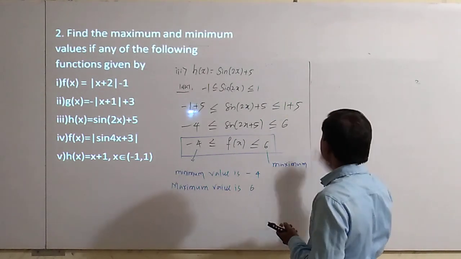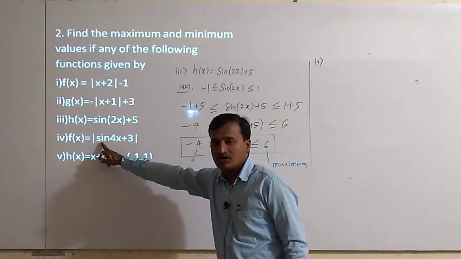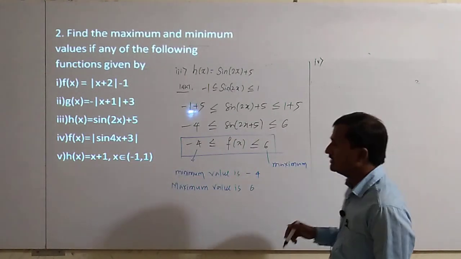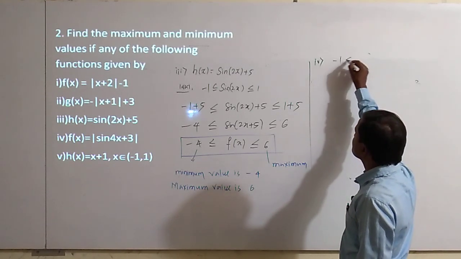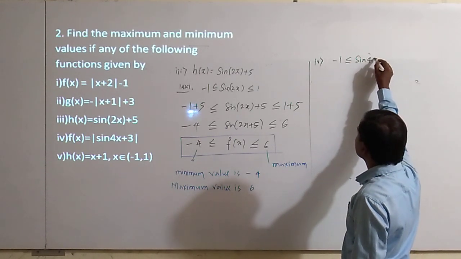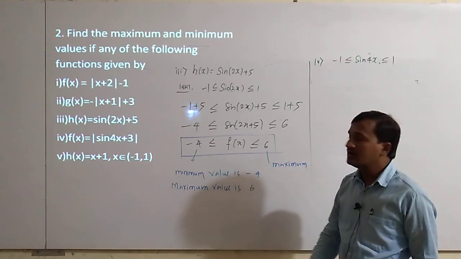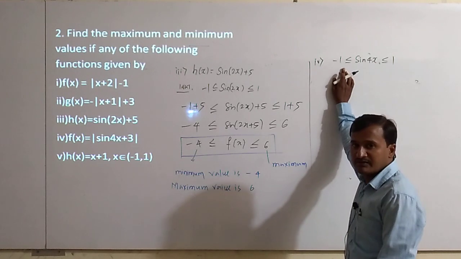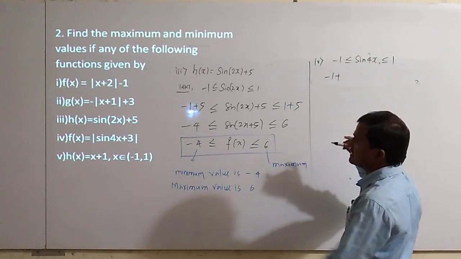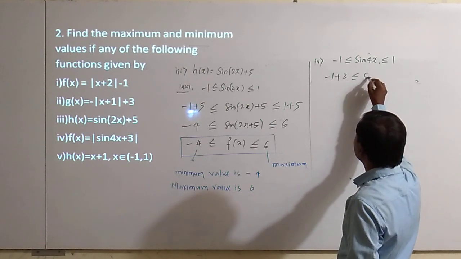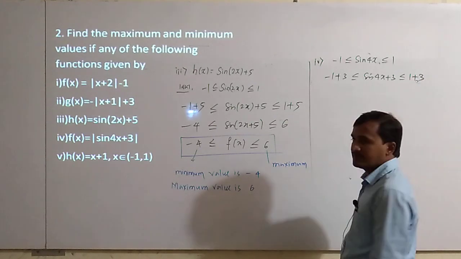Fourth one, right? So again here we have mod of sine 4x plus 3, right? So therefore we will write like this. So we know that minus 1 is less than or equal to sine 4x, which is less than or equal to 1, or sine 4x lies between minus 1 and 1. So therefore minus 1 plus 3 is less than or equal to sine 4x plus 3, which is less than or equal to 1 plus 3, right?